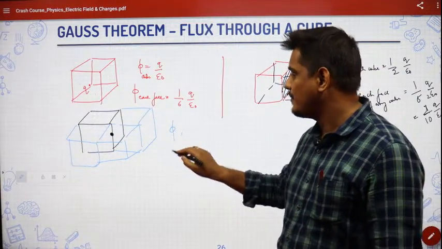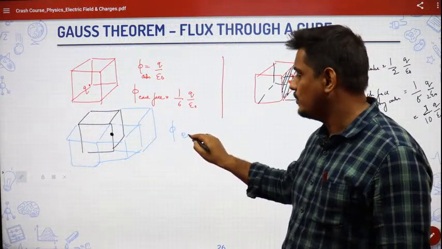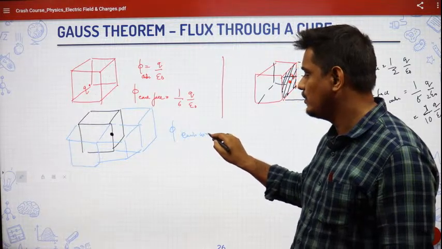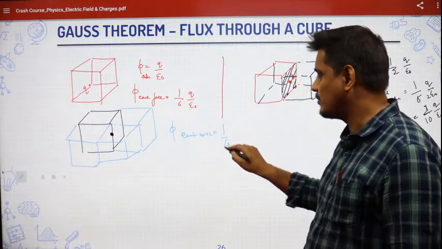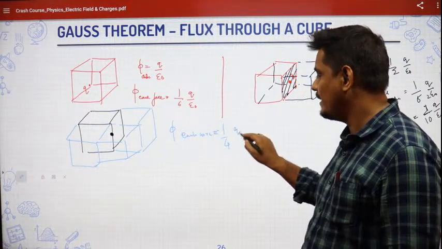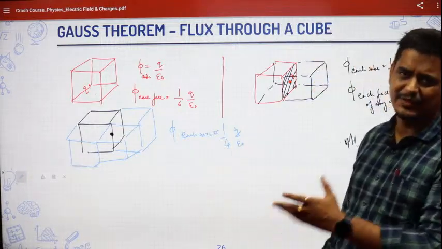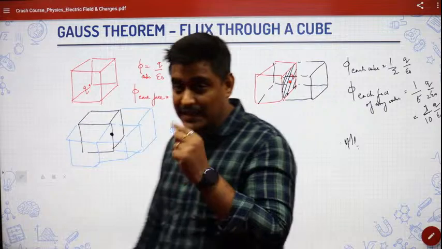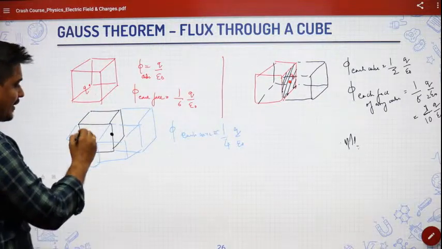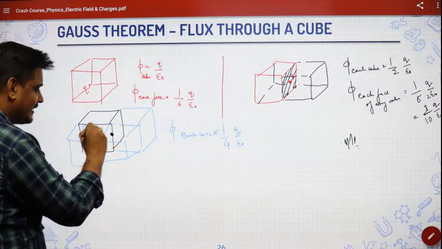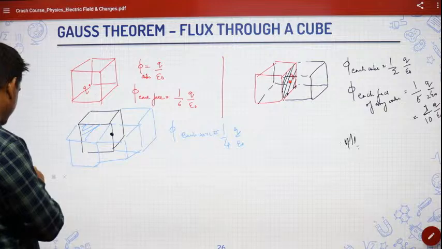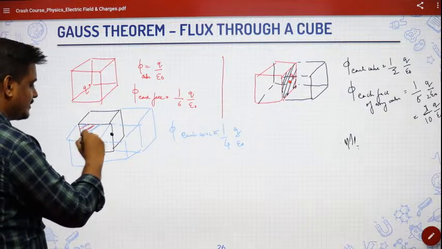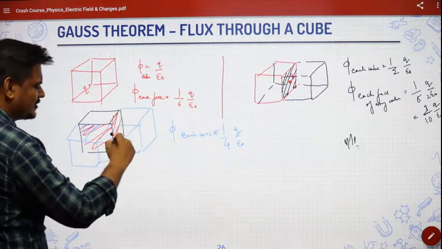So phi through each cube will be 1 by 4 times of q by epsilon naught. I hope you're understanding this. Very simple. So 1 by 4 times it will become. And now you see in each cube how many faces are occupied. If this is attached here, this face, I should take some other color. Yeah, this face as well as this face is occupied.